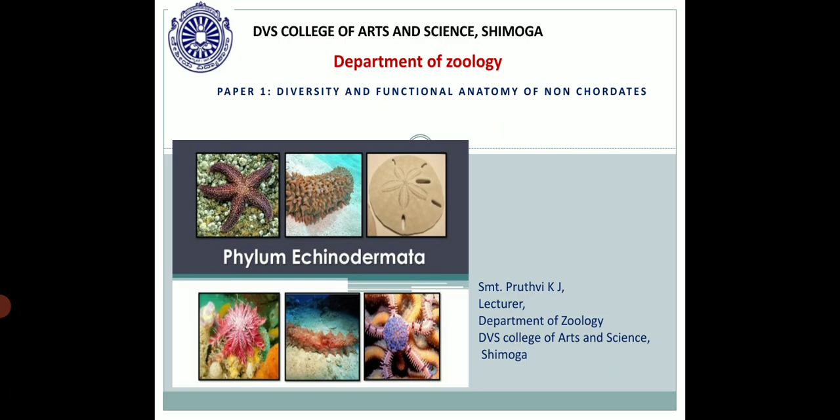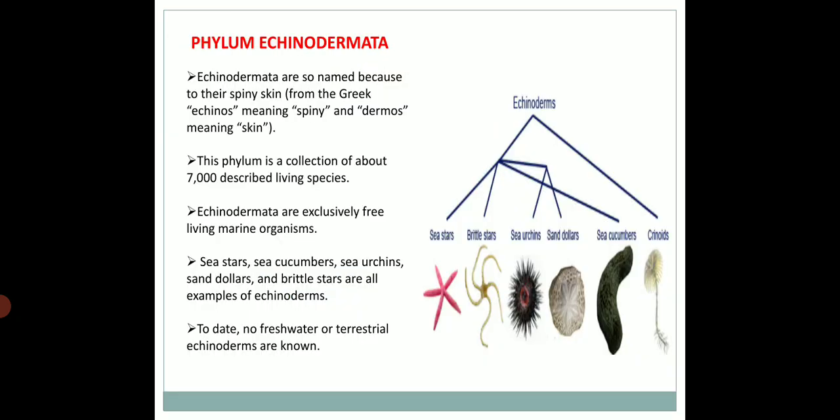Today we are discussing the last phylum, that is Phylum Echinodermata. Echinodermata are so named because of their spiny skin. This has been derived from the Greek words echinos, which means spiny, and dermos, which means skin. So, collectively, Echinodermata means spiny skin.